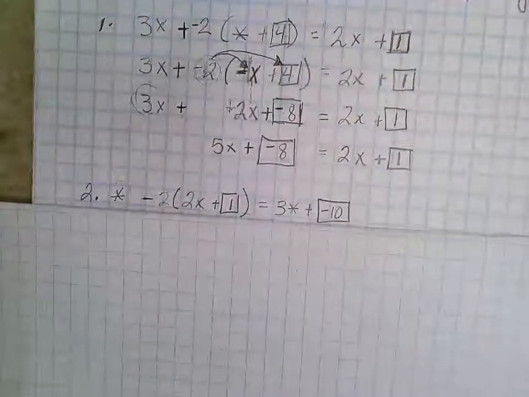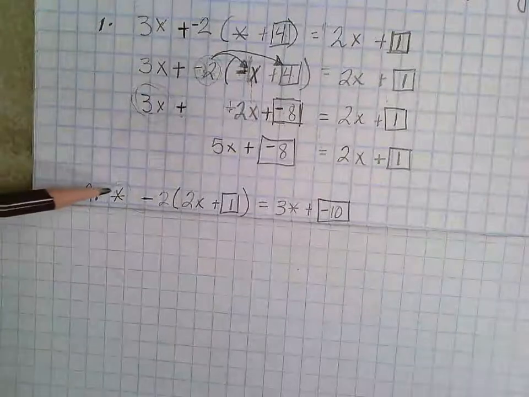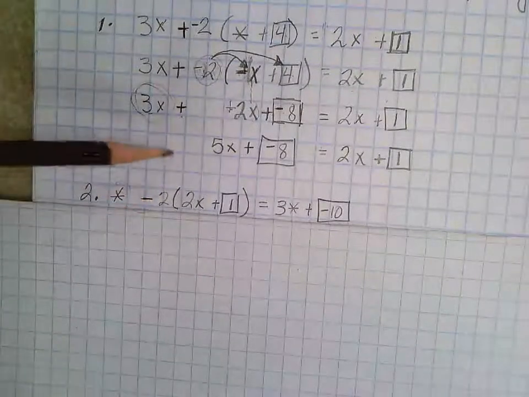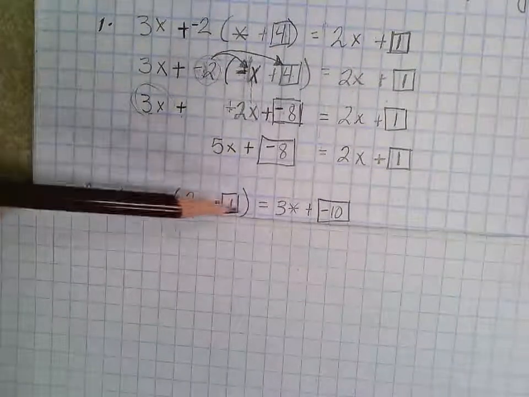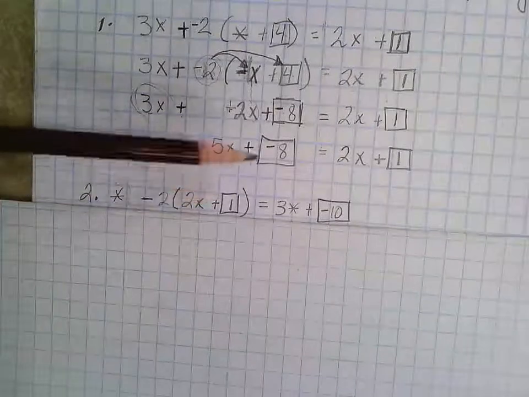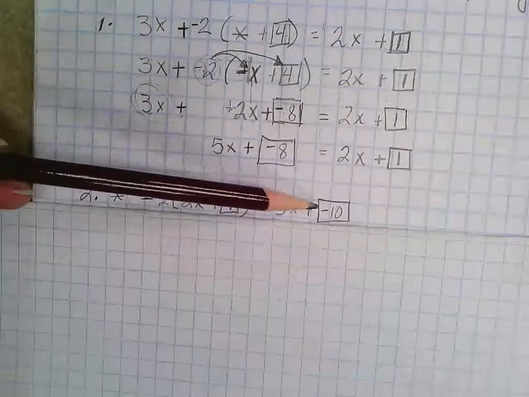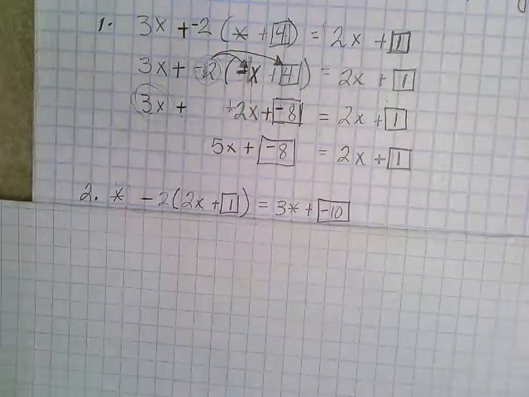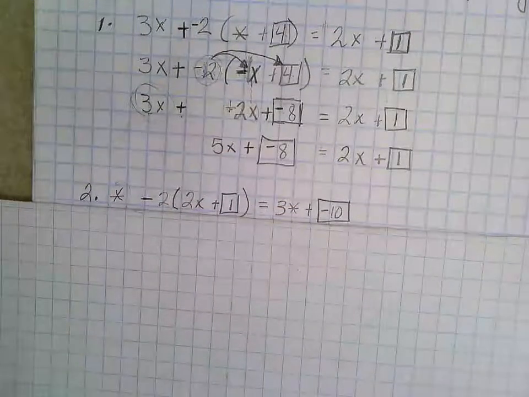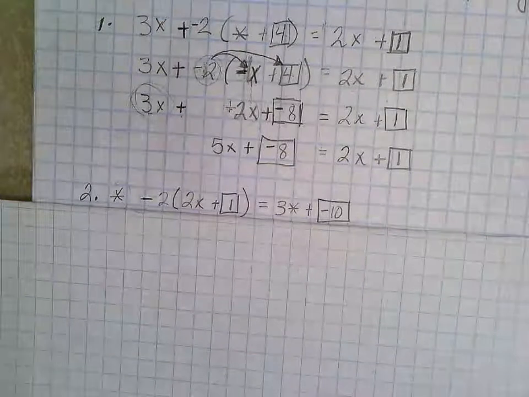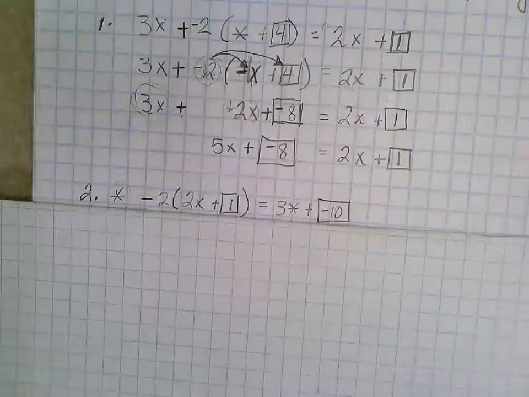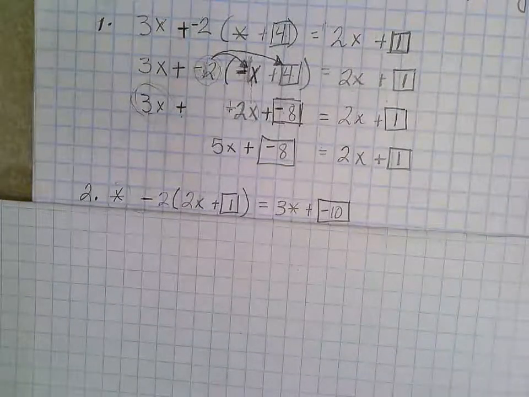My next problem, as it's written in the paper, is star minus 2 times, in parentheses, 2x plus 1, close parentheses, equals 3 stars plus -10. So what am I going to do? I'm going to rewrite my stars as -x's, and I'm going to change my subtraction to addition.